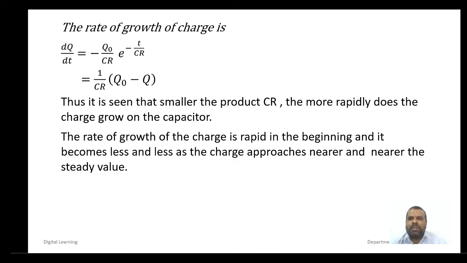The rate of growth of charge dQ by dt is equal to Q naught divided by CR into e raised to minus t divided by CR, that is equal to 1 by CR into bracket Q naught minus Q. Thus, it is seen that the smaller the product CR, the more rapidly the charge grows on the capacitor. The rate of growth of the charge is rapid in the beginning and it becomes less and less as the charge approaches nearer and nearer to the steady value.